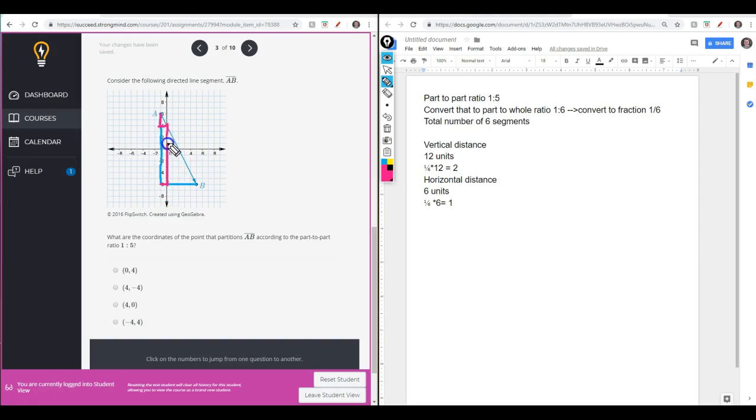Where these two intersect, this distance comes up here and this distance comes over here, and it intersects on this line segment AB. That is the point that is 1/6 of the way down the directed line segment. So the coordinates here would be 0, 4. So that's how I use the graph and just my information about vertical distance and horizontal distance and how they relate to that directed line segment.